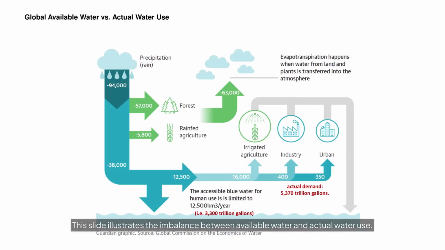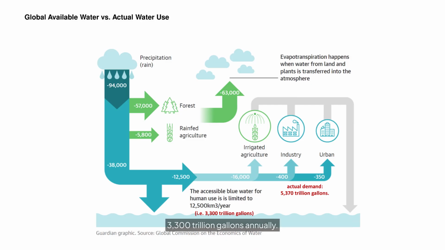This slide illustrates the imbalance between available water and actual water use. The accessible fresh water for human use is limited to approximately 3,300 trillion gallons annually. However, global water use far exceeds this threshold and consumes at 5,370 trillion gallons for irrigation, industrial use, and domestic consumption.